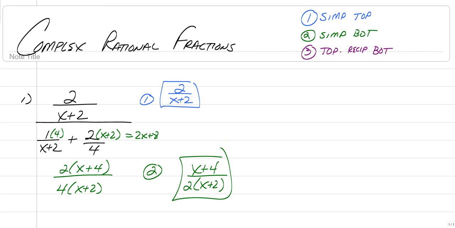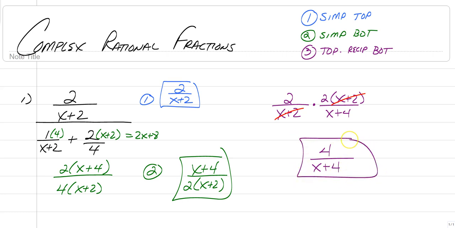Okay, so that's done. Last step. Since this is technically a division problem, it's this divided by that. You change it to the top, which is 2 over x plus 2, times the reciprocal of the bottom. That would be your second fraction. So it would be 2 times x plus 2 all over x plus 4. And as you can see, the x plus 2's are going to cancel out. So your final answer is 4 over x plus 4.